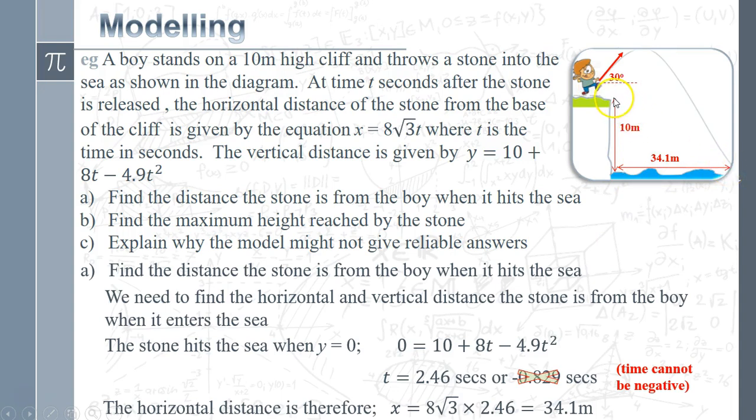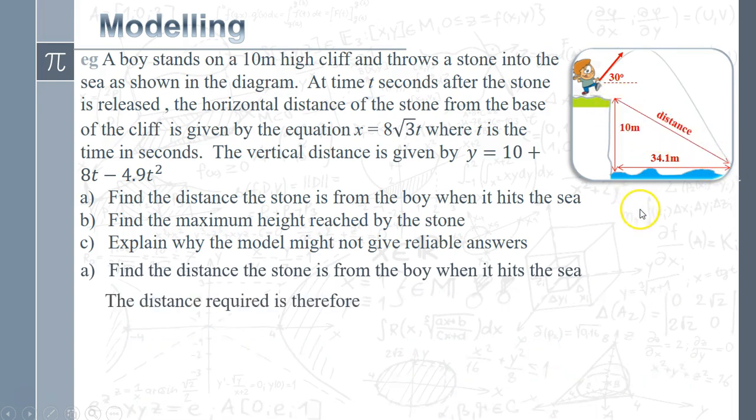We already knew that it was 10 metres below the boy, so we want the distance the stone is from the boy. So hopefully now we can see a little bit of Pythagoras should sort that out for us. So there we go. The stone is 35.5 metres from the boy when it enters the sea.